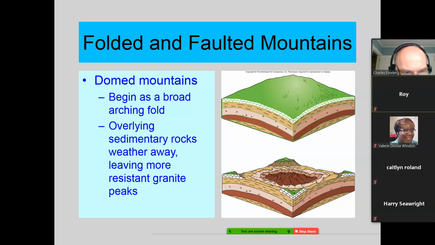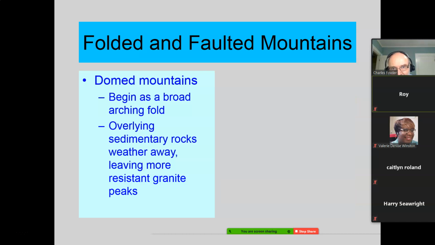The one that's shown in the book somewhere, and maybe it's not this book, maybe it's the slide set, is Sundance Mountain, which, if it's the one the movie was named after, it's one of the best movies I've ever seen, but never mind, that's beside the point. Butch Cassidy and the Sundance Kid. Okay, but anyway, that's a folded mountain.